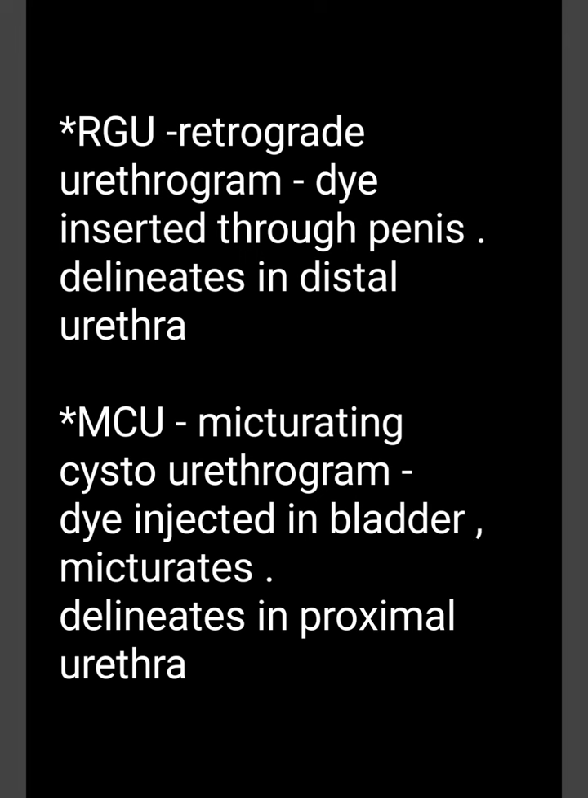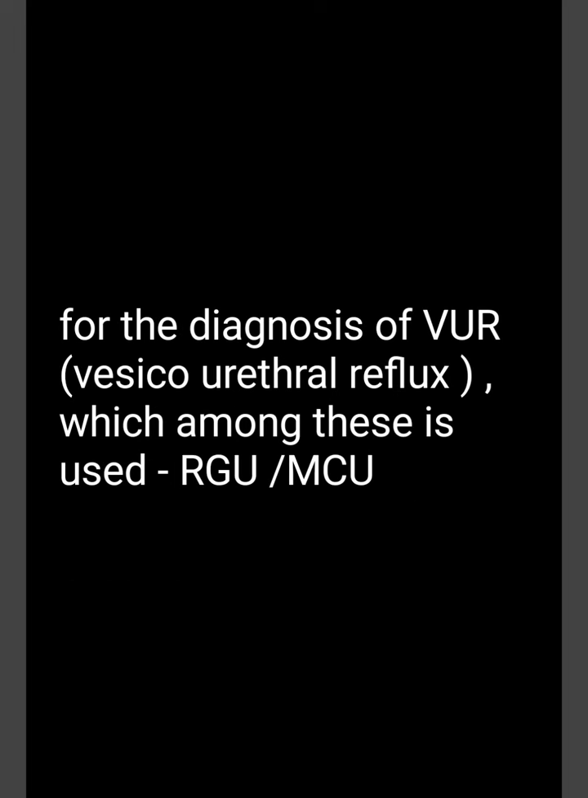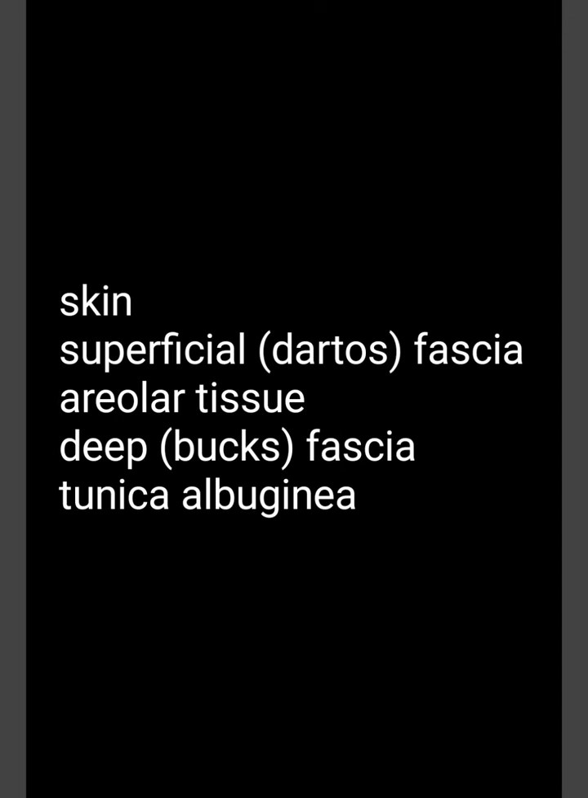What's RGU and MCU? Asterisk RGU, retrograde urethrogram, dye inserted through penis, delineates distal urethra. Asterisk MCU, micturating cystourethrogram, dye injected in bladder, patient micturates, delineates proximal urethra. For the diagnosis of VUR, vesico-ureteric reflux, which among these is used? RGU, MCU. MCU.